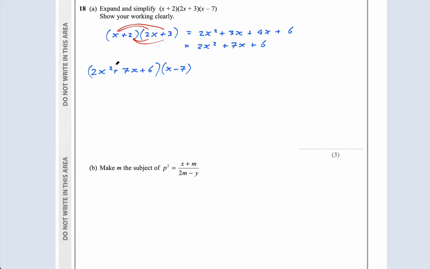Now, you have to do, guys, it's the same thing. You do the first times the first, the first times the second. Then you do the second times the first, the second times the second, and the third times the first, and the third times the second, like that. Be super careful, guys, because the number one place people lose marks here, and I would argue the majority of students lose marks here, is because they just make a small mistake, because there's so many opportunities to make a small mistake. So don't. 2x squared times x is 2x cubed.